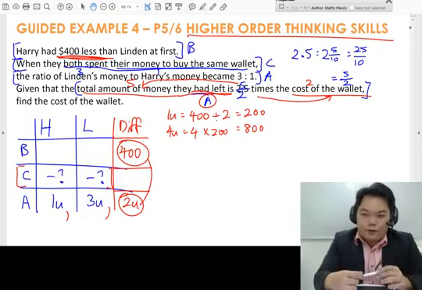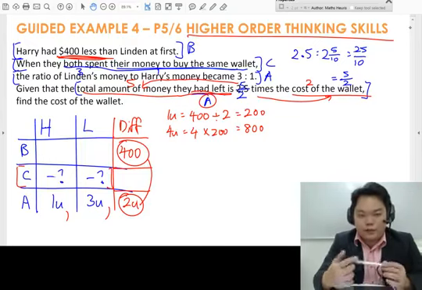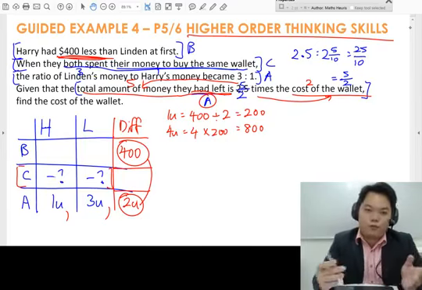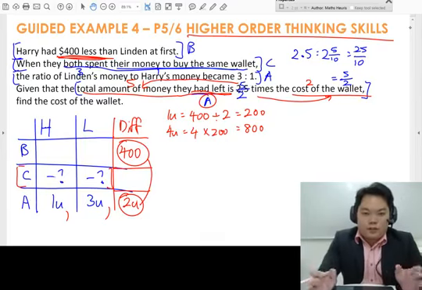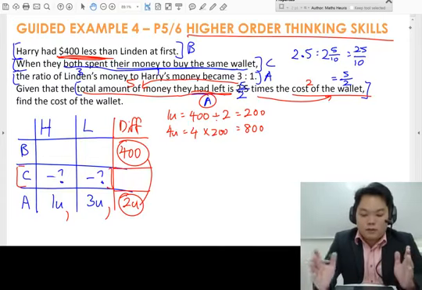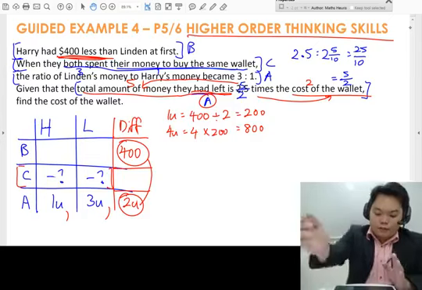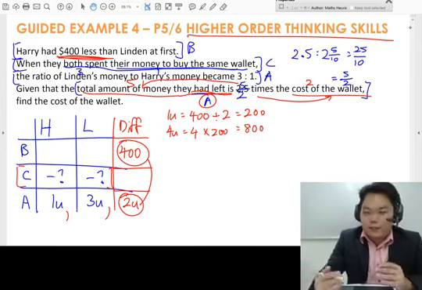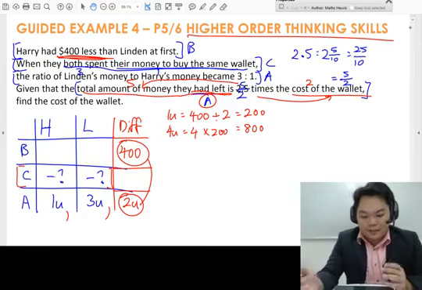For students who are very fast, they can just say that the cost of the wallet is 800 divided by 2.5. Why do you need to go through all this? The reason is the concept of rates for P5 will be taught later on in the year. So if they are not too sure about this, this is how I would present for them at the start of the year. When they get better, of course, they can use faster methods.